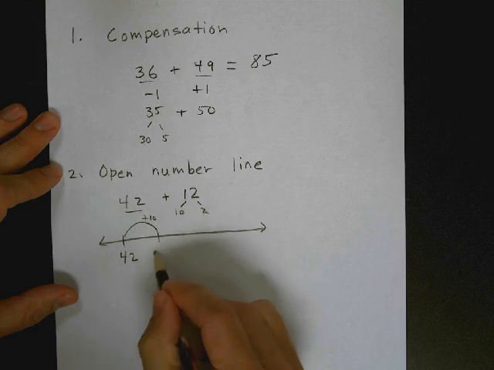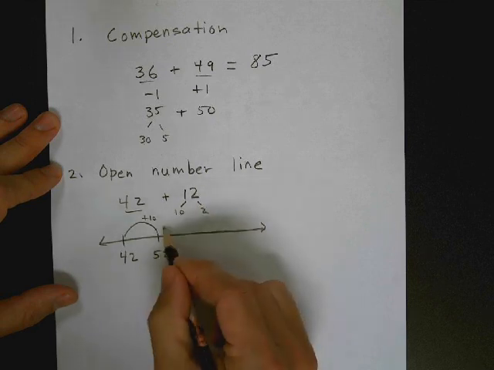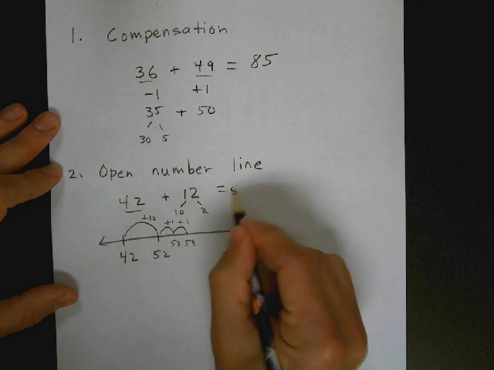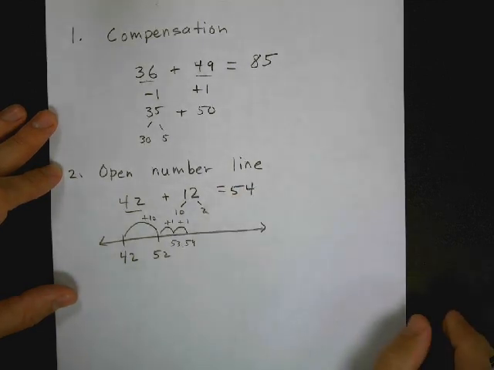That's 52. And then you got 2 ones. 2 options. You could do plus 2 or plus 1 plus 1. I'd like to do plus 1 plus 1. 53, 54. Open number line, second strategy. Third strategy.